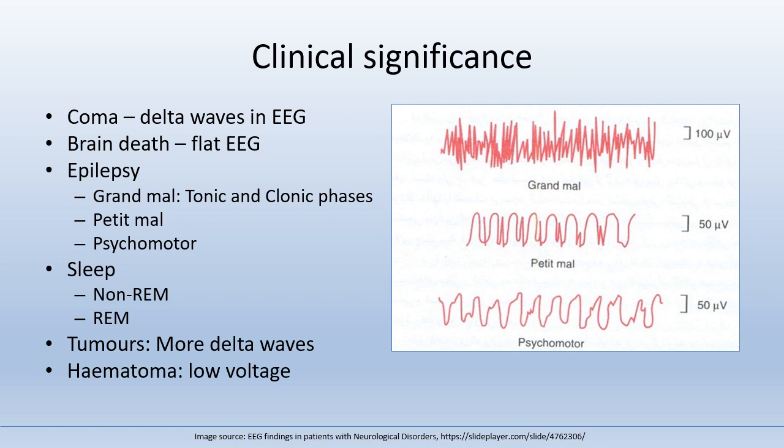One type of epilepsy is grand mal epilepsy, which has tonic and clonic phases. In this grand mal epilepsy, we have very tall and high frequency wave pattern. Another type of epilepsy is petit mal epilepsy. Here we get a spike and dome pattern on an EEG record.